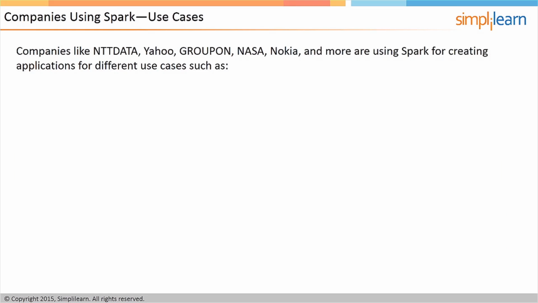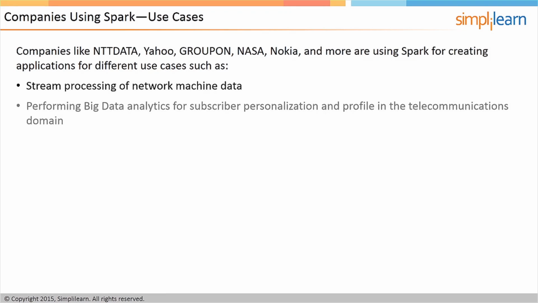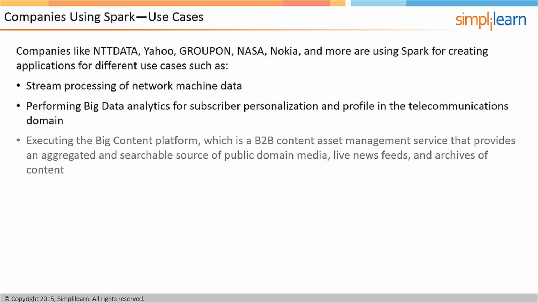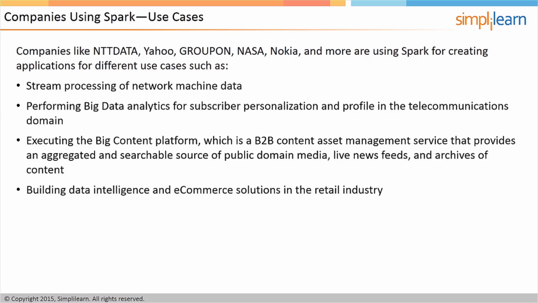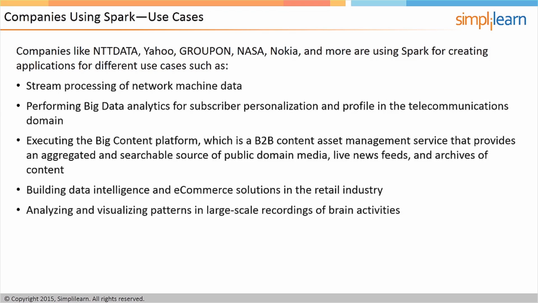Companies like NTT Data, Yahoo, Groupon, NASA, Nokia, and more are using Spark for creating applications for different use cases. These use cases are stream processing of network machine data, performing big data analytics for subscriber personalization and profiling in the telecommunications domain, and executing the Big Content Platform, which is a B2B content asset management service that provides an aggregated and searchable source of public domain media, live news feeds, and archives of content. A few more use cases are building data intelligence and e-commerce solutions in the retail industry and analyzing and visualizing patterns in large-scale recordings of brain activities.